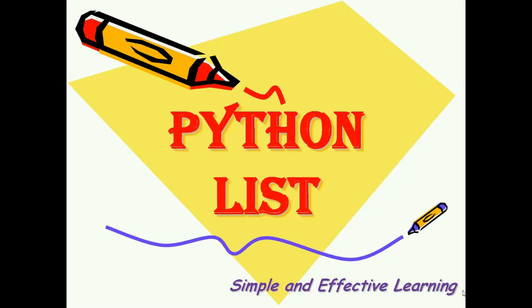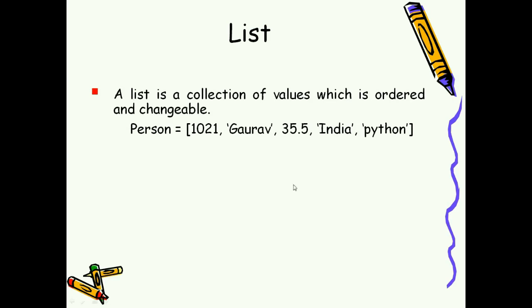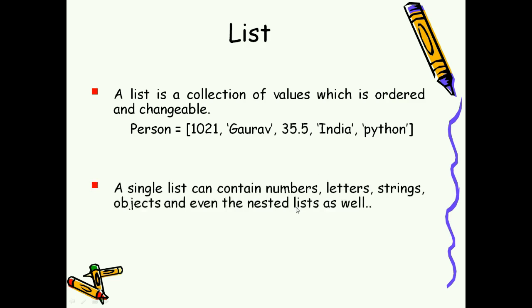In this video tutorial, I will discuss list data types. A list is a collection of values which is ordered and changeable. All the values in a Python list are written within square brackets and each value is separated by commas. The important thing about a list is that values in a list need not be of the same data type. A single list can contain numbers, letters, strings, objects, and even nested lists as well.